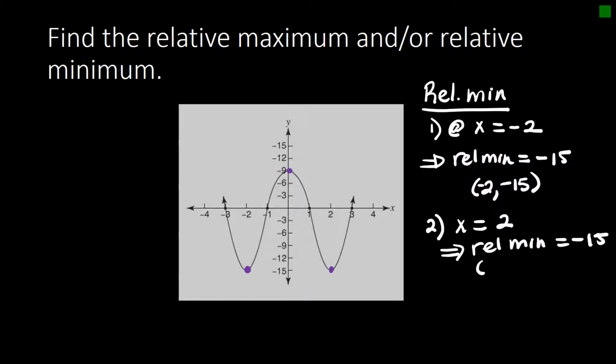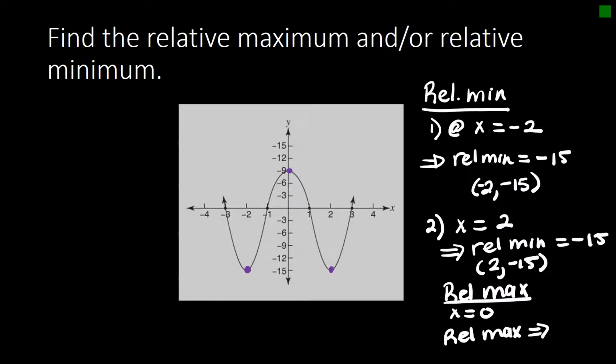So we have 2 comma -15 here. And then for the relative max, it occurs at x equals 0. And the relative max would be 9 in this case. So that we have a value or a point of 0 comma 9.